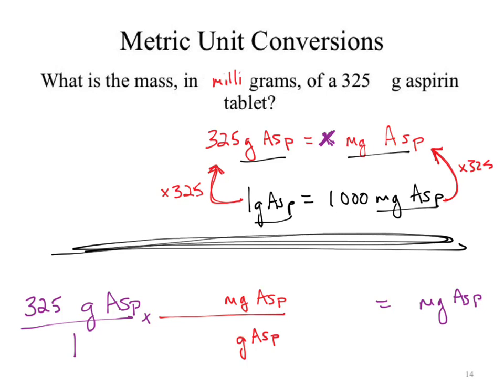What would happen if I did this conversion? Grams of aspirin cancels, right? What unit would I be left with? Milligrams of aspirin. Is that what I want? Yes. Because I now have the unit system set up, now I can go back and say, does that conversion factor exist? Do I have the numerical information to find that, to place in front of those units?